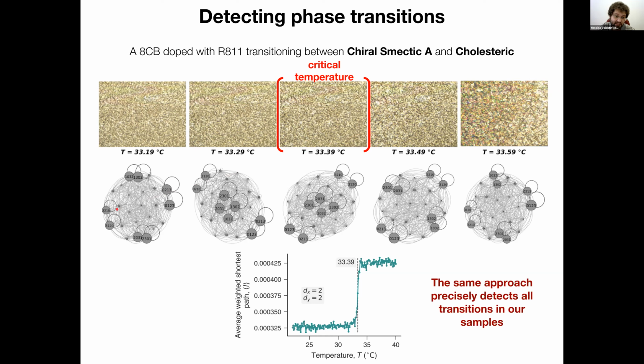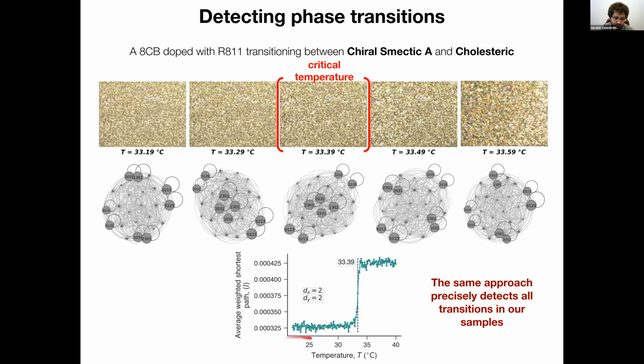But we can ask if our ordinal networks can do that. So we map these textures into an ordinal network using embedding dimensions dx and dy equal to 2. So we have 4 values, and because of that, we have 24 nodes in these network representations. And again, just to illustrate, we estimate the average shortest path.